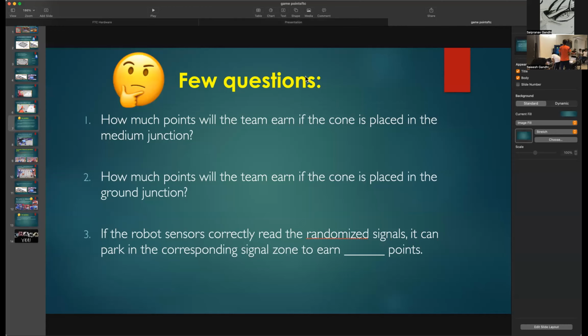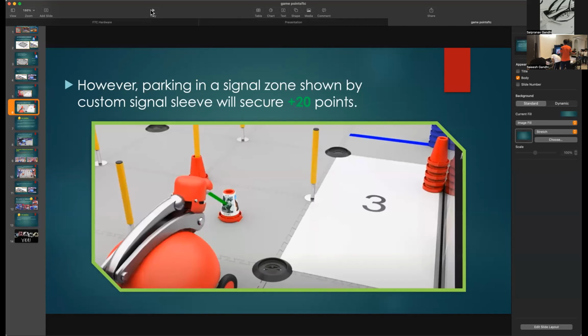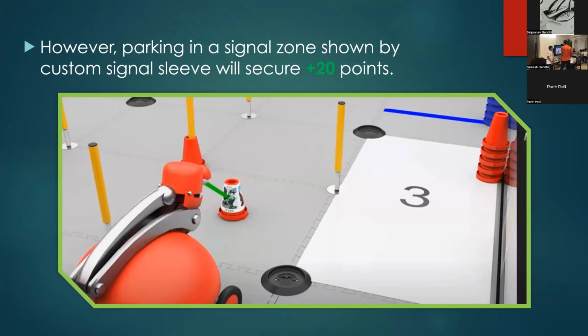So 1, 2, 3 will be randomized before the match starts, by a draw of lots. There will be 3 or 4 points of card picking. Whether you park in 1, park in 2, or park in 3 will be decided by that lot. But how 3 looks is pretty different.